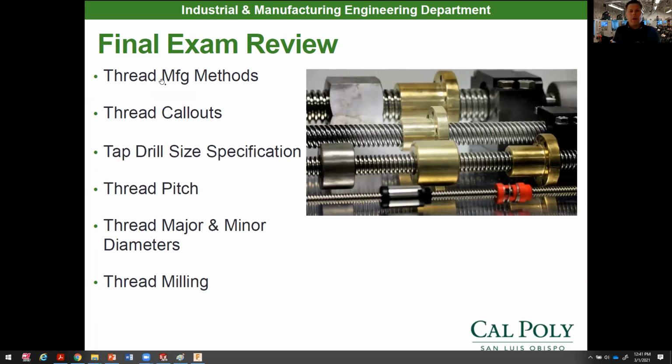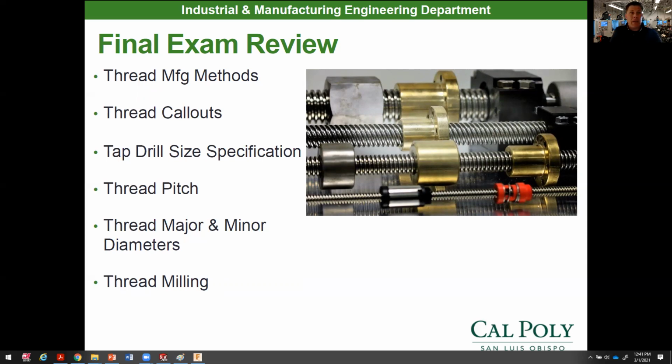So knowing those thread manufacturing methods, along with the thread callouts and the tap drill size specification with the thread pitch, is an important thing to know on this assignment. Now, I would know where the major and the minor diameters are on the thread. I may or may not ask you about that one, but just know the major diameter and the minor diameter. Know all the terms we learned about for a thread.